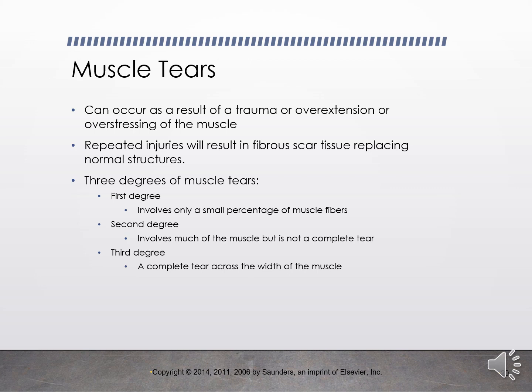There's 3 degrees of muscle tears. First degree is a small percentage of the muscle fibers. Second degree is a lot of the muscle, but not a complete tear. And then third degree is a complete tear across the width of the muscle.